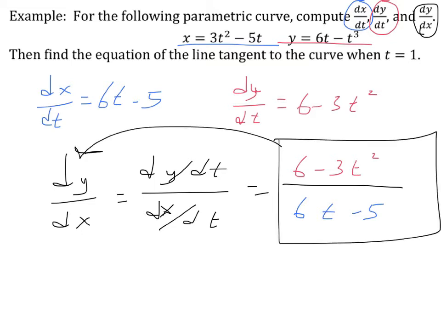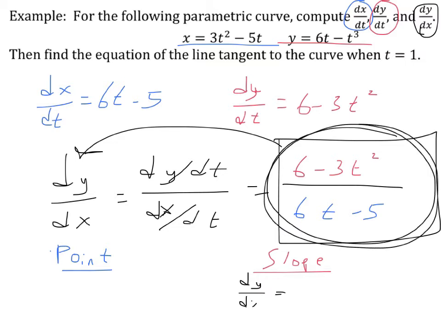Okay. The last thing we need is it asks us to find the equation of the tangent line when t equals 1. And I hope you guys remember that for this, we need to have a point, and we also need to have a slope. Right? Well, we know that the slope comes from using dy/dx, right? So I can use dy/dx, and I can just evaluate this derivative when t equals 1. So if I evaluate this for 1, I'm going to end up with 6 minus 3 over 6 minus 5, so that slope is 3.